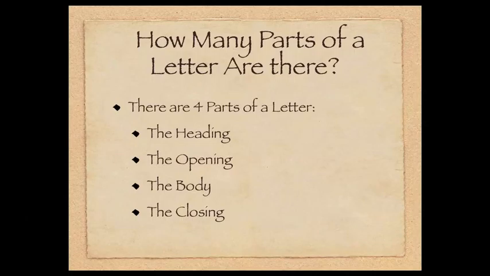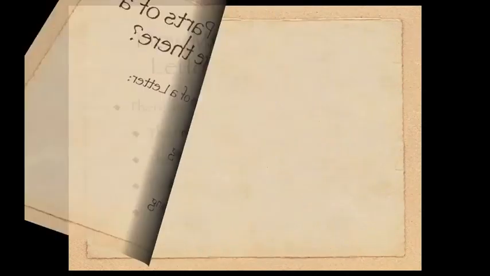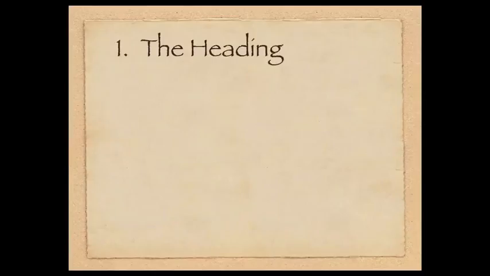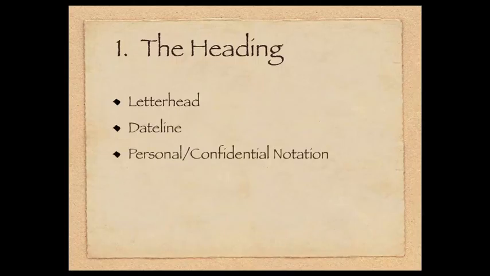Let's look at each one of these a little bit more in depth. So we have the heading. Now, while you need to know what the 4 main parts are, you also need to know what each one of the sub-parts are. So each of these bulleted underneath, like the heading here, these 4 will also be needed to be known for your tests. So make sure you're paying attention here. Okay, so in the heading, we have the letterhead, the date line, the personal or confidential notation, and the typed heading. So all 4 of these parts fall within the heading category.